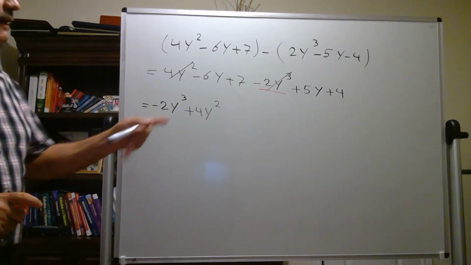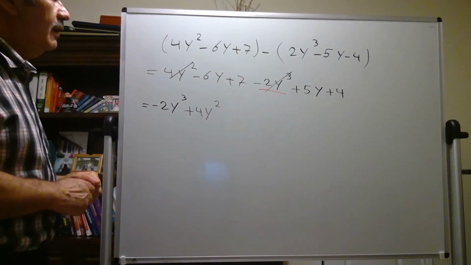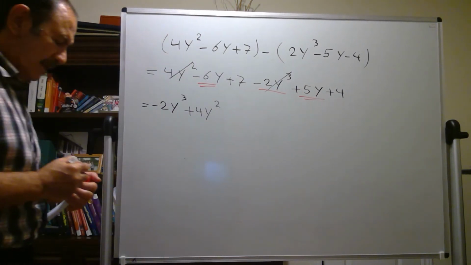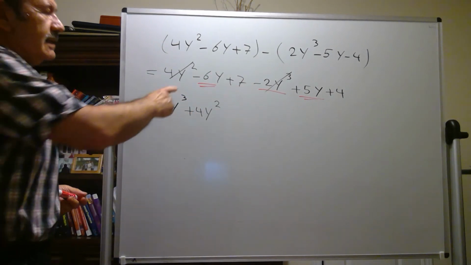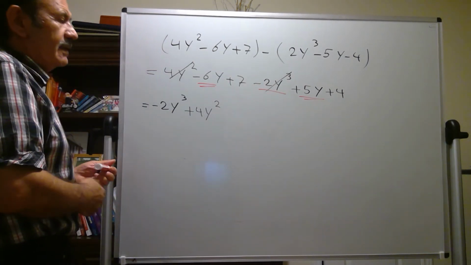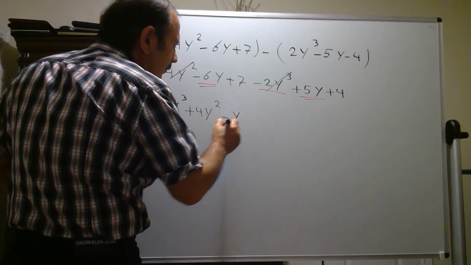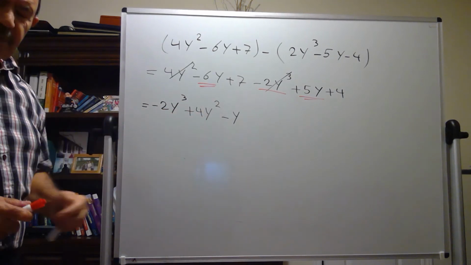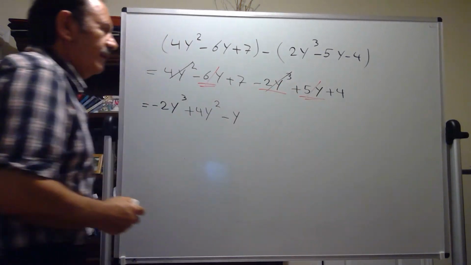Now we have y to the power of 1 and y to the power of 1. So these two again are like terms, this one and this one. They are like terms because they have the same variable with the same exponent. Minus 6y plus 5y, or minus 6 plus 5, is going to be minus 1. We don't need to write the 1, so it's going to be minus y, or minus 1y. Okay? When the coefficient is 1, we don't need to write it. So cross these two terms, we are done with these two terms.